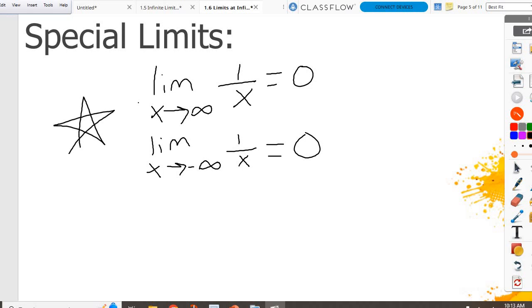Oh, and at the end of the day, if my top is like 4, is that going to affect that x on the bottom that much? No. If my top is 100, is that going to affect that number on bottom that much? No. So if it's just some number, I put 1 just for simplicity, but if it's some number over x, and we're looking as x is getting infinitely large, it equals 0.